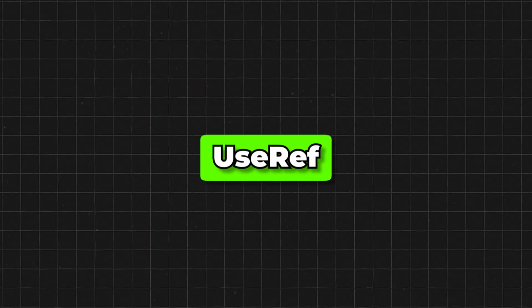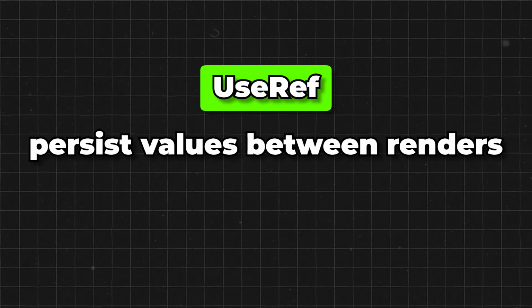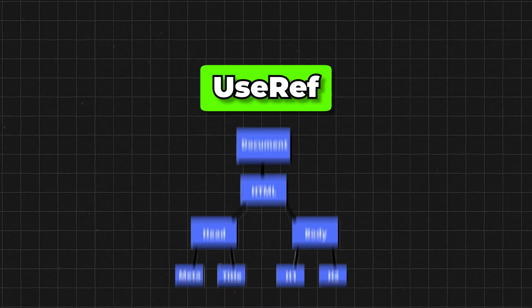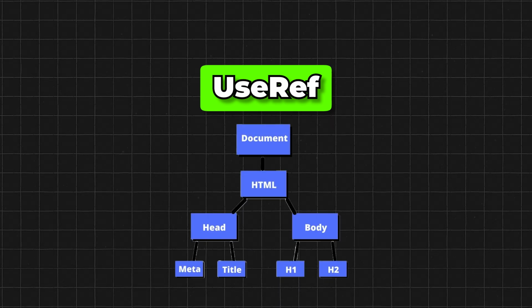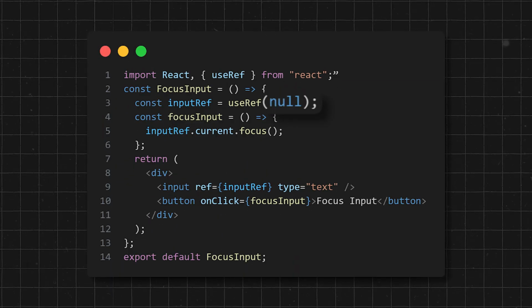The useRef hook allows you to persist values between renders without triggering a re-render. It's most commonly used for accessing DOM elements, but it can also hold any mutable value you'd like. But here, we'll just put some random thing in there instead.